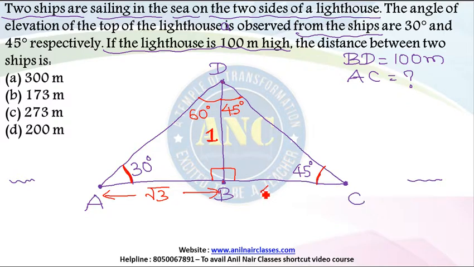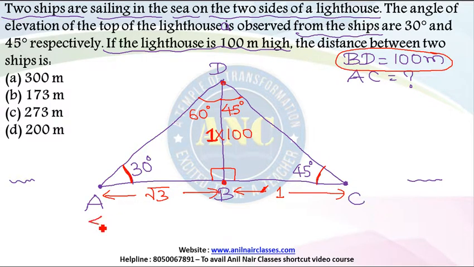This also will act as 1 unit. That means BC value also will act as 1 unit. That means, according to my assumption, BD value is 1 unit, but according to the question, BD value is 100 meters. So 1 should become 100, multiply by 100.